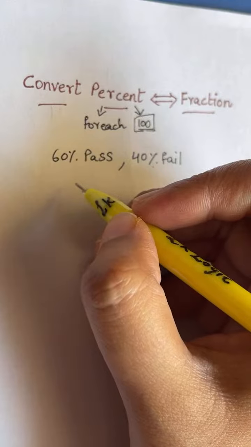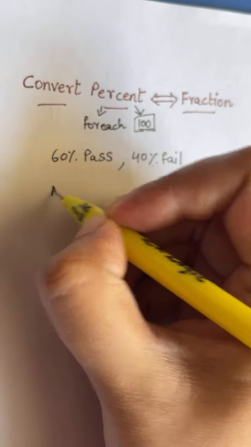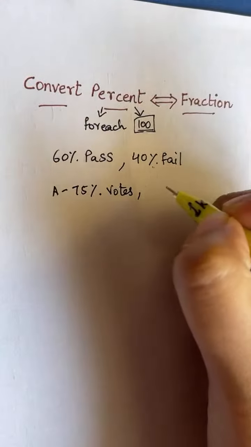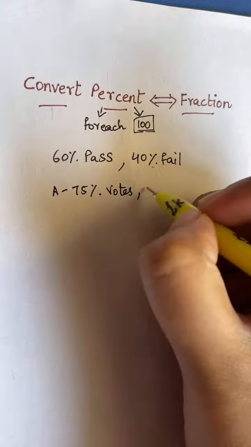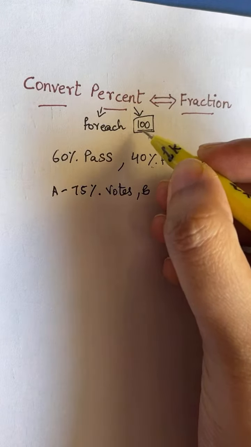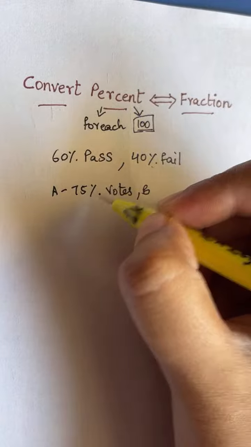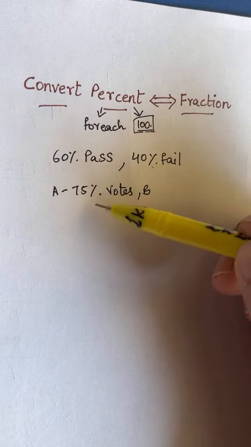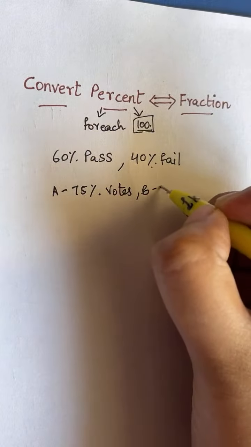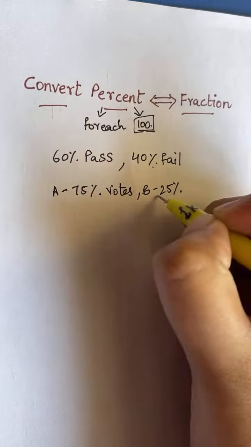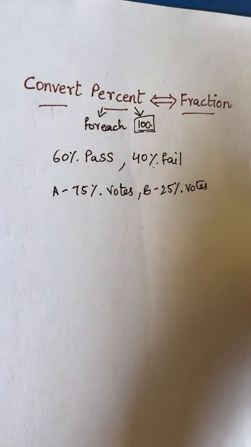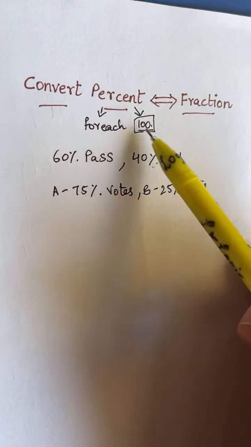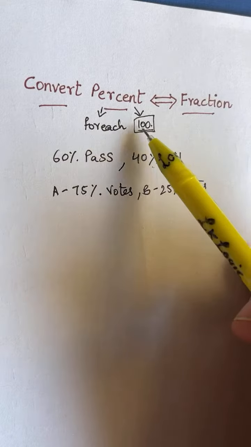For example, if A got 75% votes, how much votes did B get? We always take out of 100%, which means it's out of 100. So you need to remove 75 from 100. 100 minus 75 gives you 25%. So B got 25% votes. That's how we calculate percentages. Always remember that it is from 100, for each 100, out of 100.